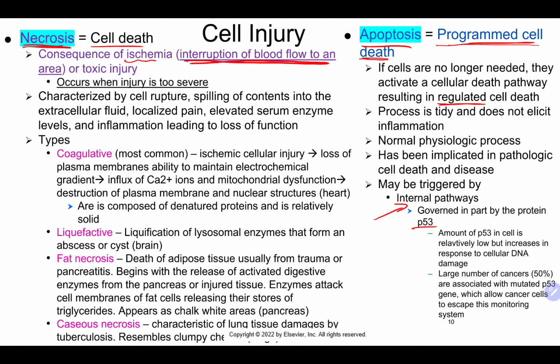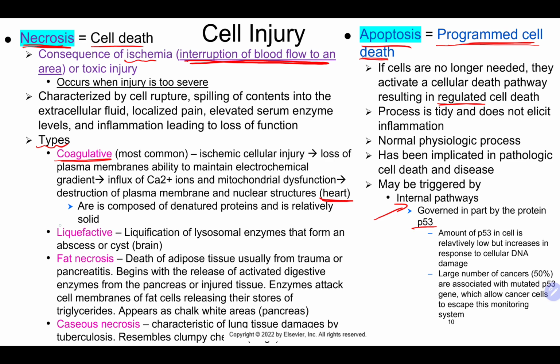And when it's too severe, it's going to result in cell death, right? Now that cell may rupture, spilling out its contents into the extracellular fluid. As a result, the person will feel localized pain, inflammation, things like that. Now, I also want you to remember and understand the types of necrosis. We have coagulative necrosis. Remember, this is going to be the most common, right? Now, this coagulative necrosis is really going to be due to ischemia, right? We're going to find this type of cell death in the heart, right?